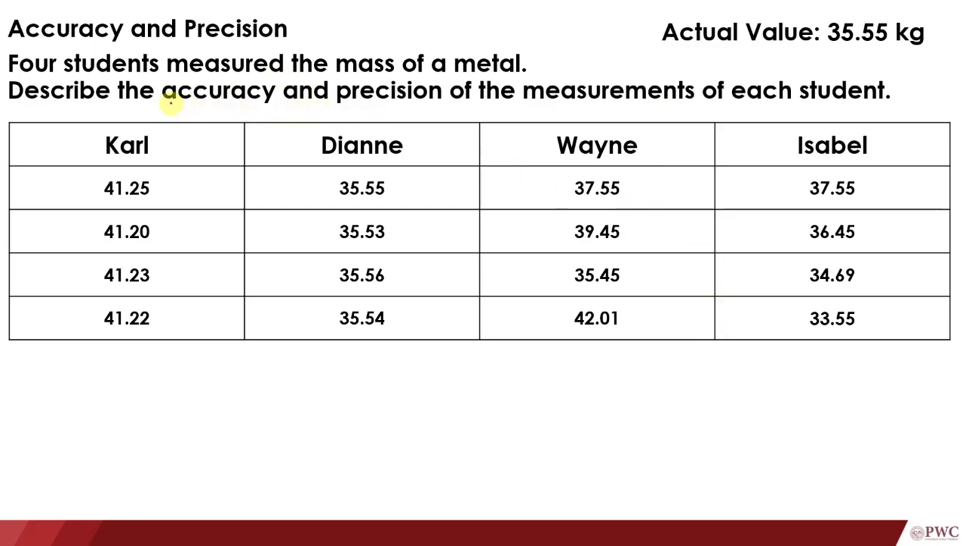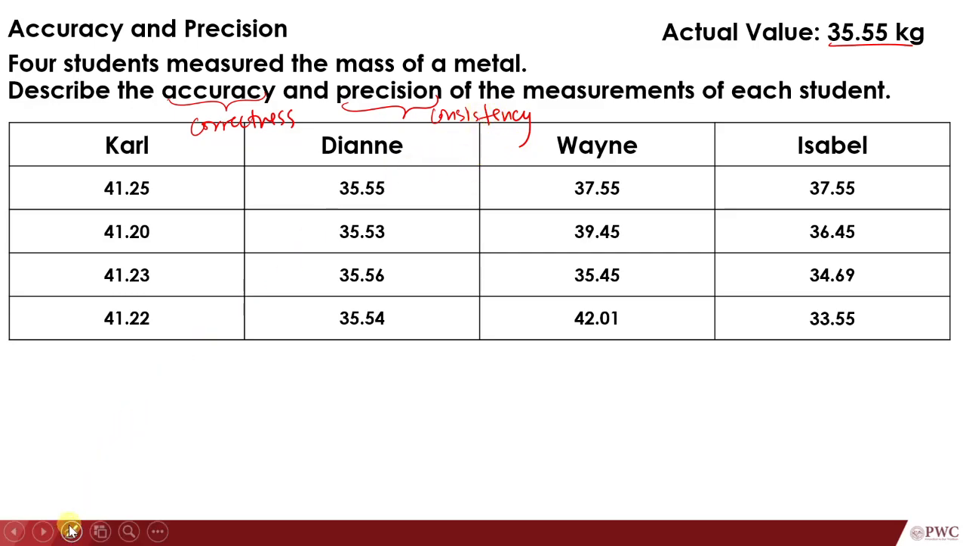As a review, accuracy is more about correctness. It's all about how our measurement is correct or is close to the true value. On the other hand, precision is more on consistency. It's all about how our measurements are consistent or close to each other.